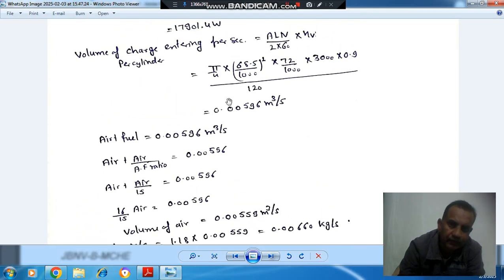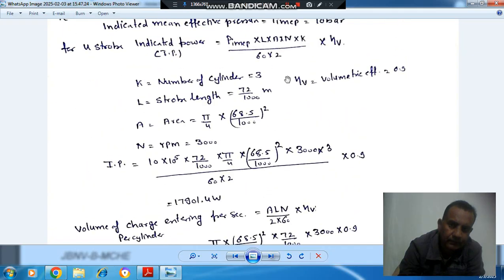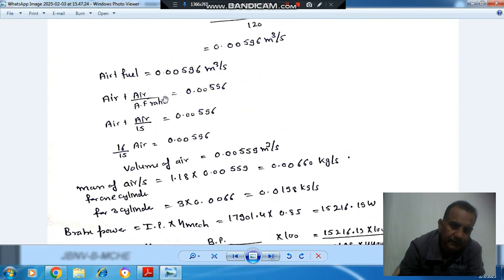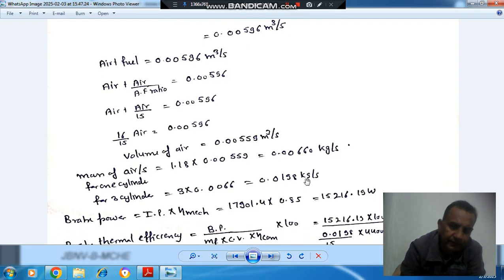that we have calculated for one cylinder, because here we have not used K. Here we have used K, here we have not used K. So that is for one cylinder, and for 3 cylinders, if we multiply by 3, then it is 0.0198 kilogram per second.